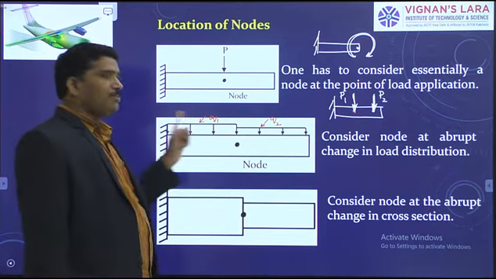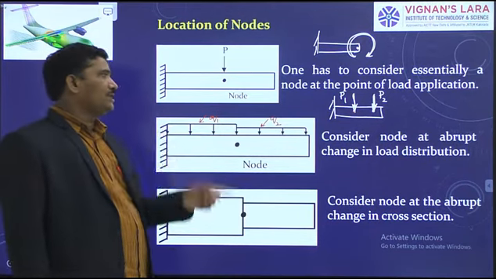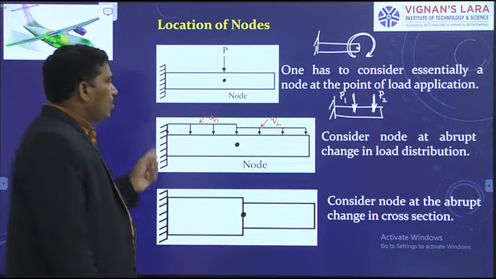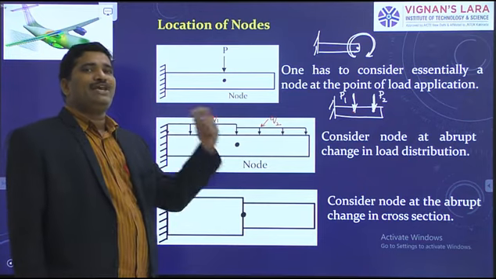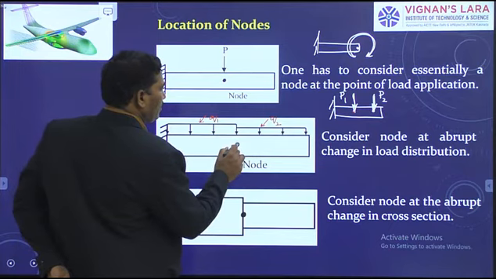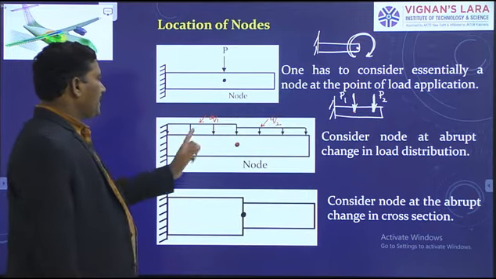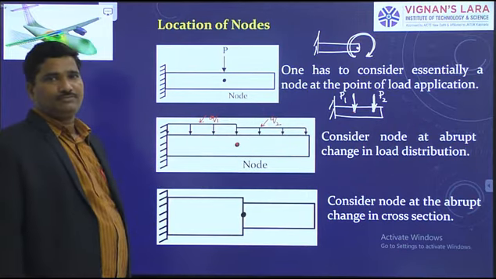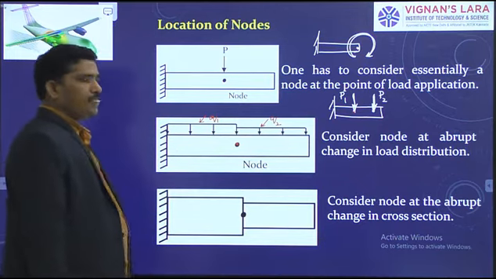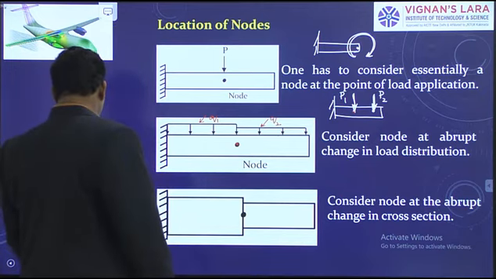When you have a problem of this type, where do you consider the node? One has to consider the node essentially at the point where the load intensity is abruptly changing. This is the reason why I can mark a node here. At this point, the load intensity is abruptly changing. Right? Now, we take an example and see how we locate the nodes.